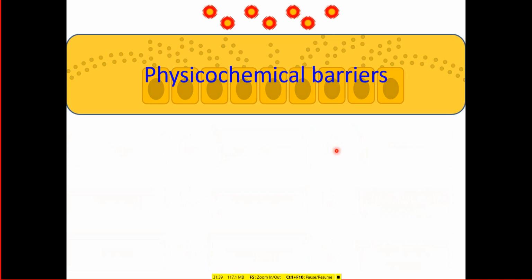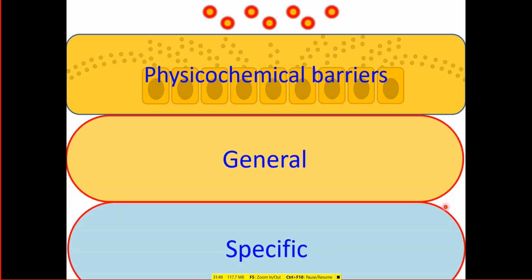But that was not the end of the story. What if the physical chemical barrier is breached? What if something gets through? What's the story afterwards? Well, observations, as is the case for natural sciences, gave people the understanding that we have at least two more layers of defense.